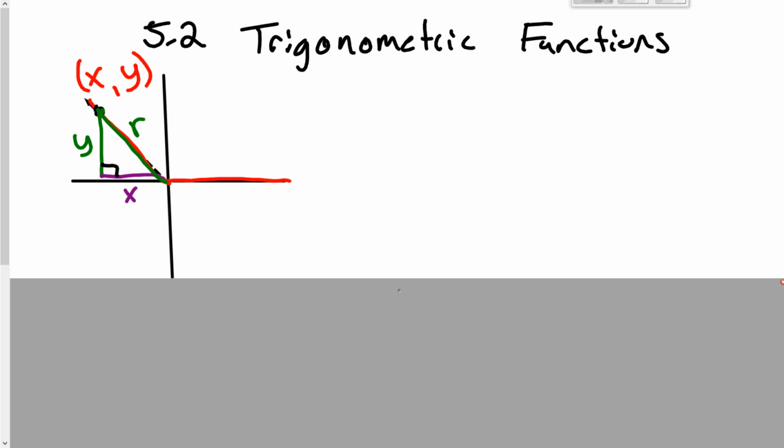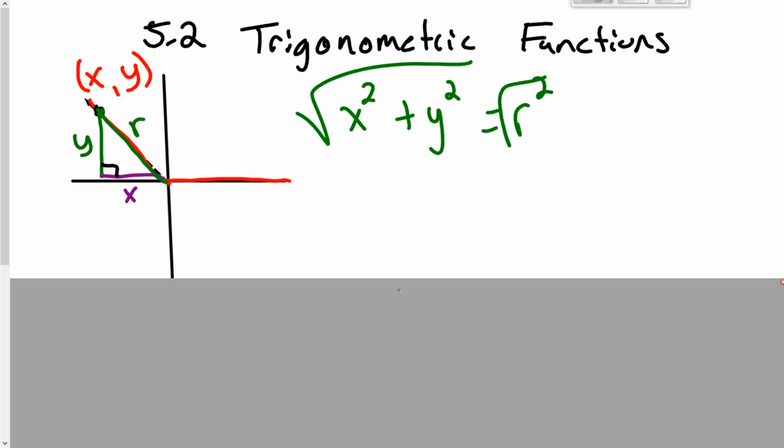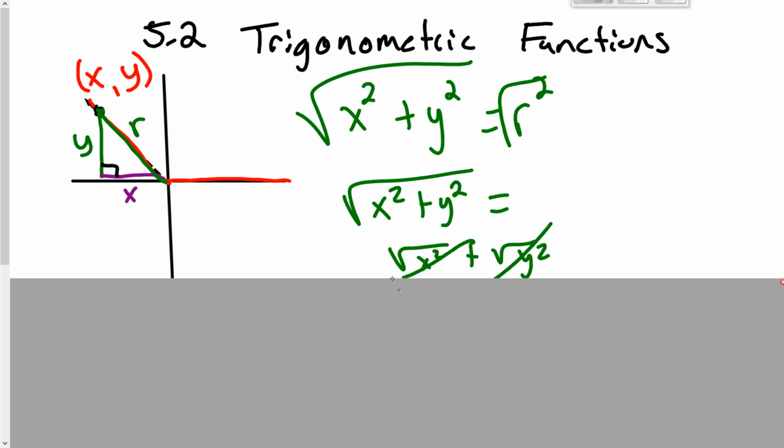Well, that's the Pythagorean theorem, right? a squared plus b squared equals c squared. Get rid of that square by square rooting both sides. Now remember, when I square root x squared plus y squared, it doesn't equal x plus y. I can't cancel. That's not the square root of x squared plus the square root of y squared. That's not true. Okay? So that's how we find r.